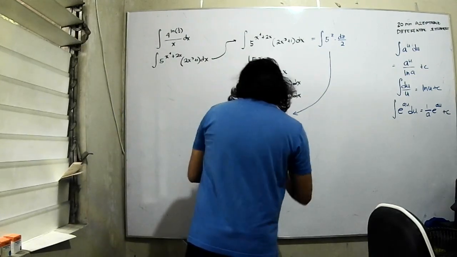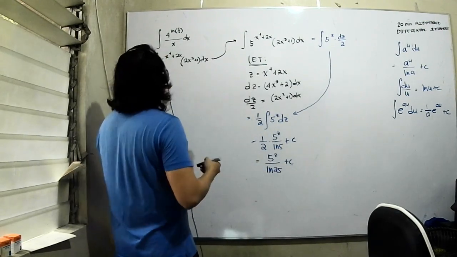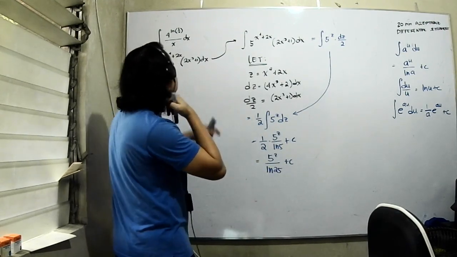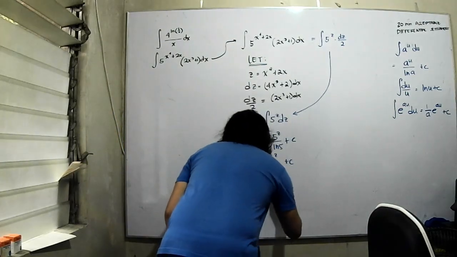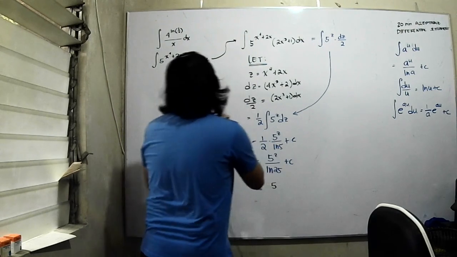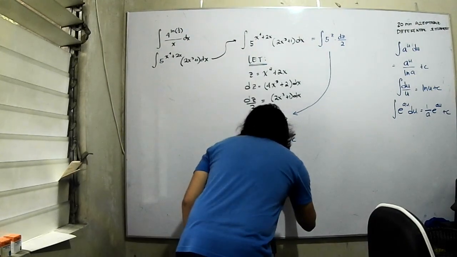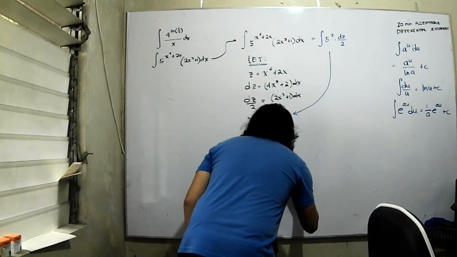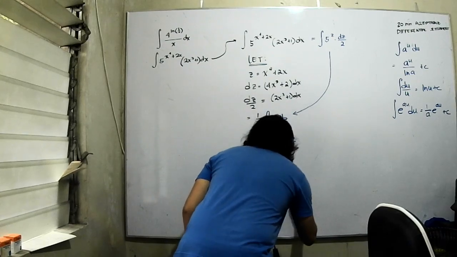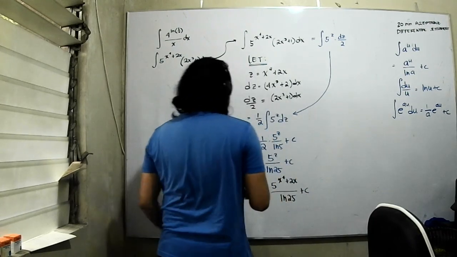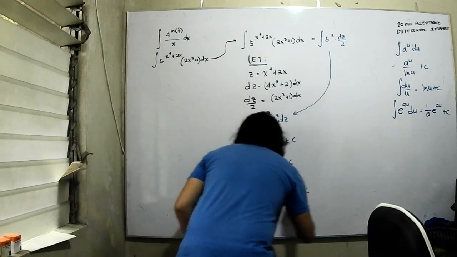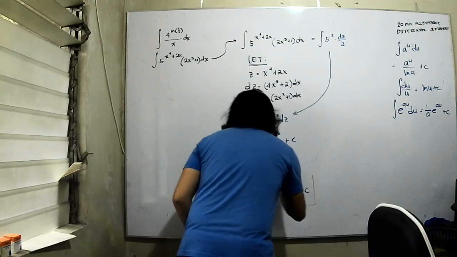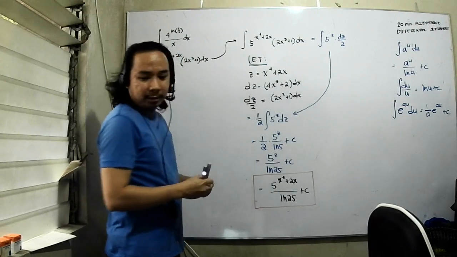Okay? So going back to terms of x, this should be equal to 5 raised to the power of z, which is equal to 5 to the x to the fourth plus 2x, over ln 25 plus c. And this should be our final answer. Okay?